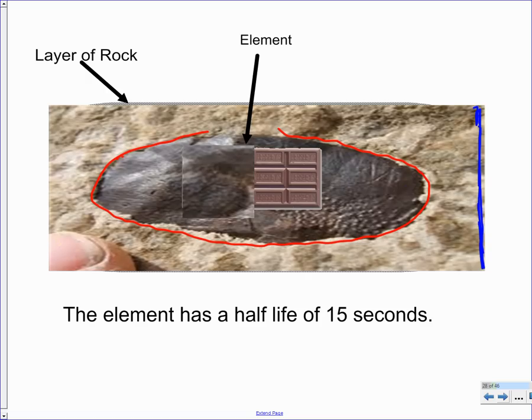Okay, so let's then say that 15 seconds has occurred. If scientists dug up this fossil, they would then say, how old is this fossil? 30 seconds old. Let's say another 15 seconds has occurred. What should happen? It wouldn't be gone. Half of it would go away. Scientists dug this up. How old would they say? 45 seconds. Again, another 15 seconds has occurred. What should happen?